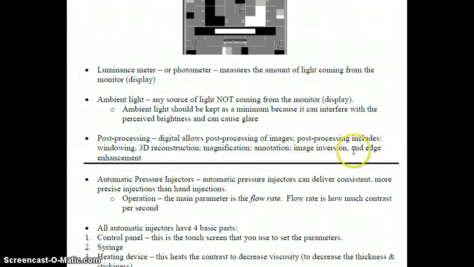You can invert the image. Image inversion means that when normally bone shows up white, you can switch it and make the bone show up black. And edge enhancement, that is good for detail when you're looking at extremities and things. So it doesn't really pertain to us in the vascular lab, but still it's a type of post-processing.